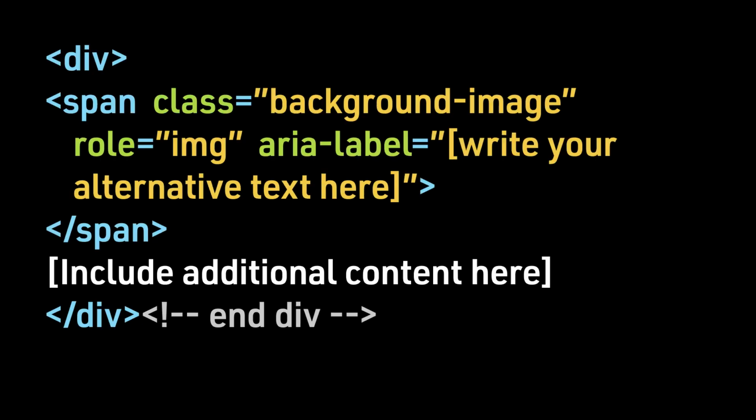This is how this would appear. Opening div tag, opening span tag, class equals "background-image" in quotation marks, role equals "img" in quotation marks, aria-label equals "write your alternative text here" in quotation marks. End span, include additional content here, end div.